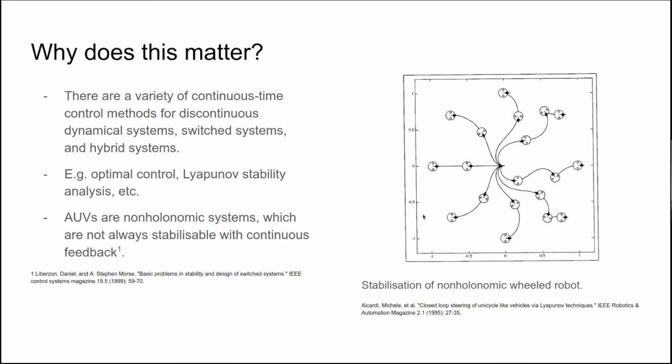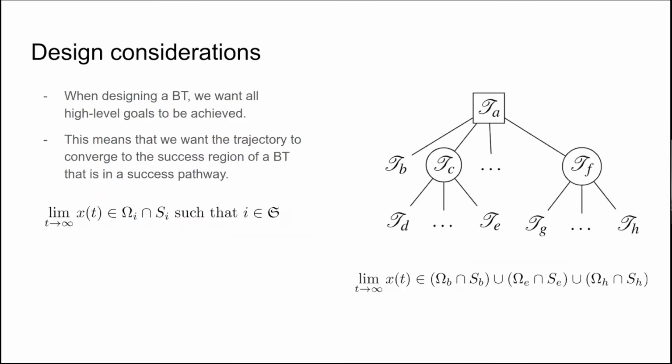And the formulation that we just gave allows us to formulate control policies like that. And so this formulation actually allows us to do some analysis into what behavior tree structures are good. And by good, we mean behavior trees that guarantee that success will be achieved. Yeah, so we just want all high-level goals to be achieved.